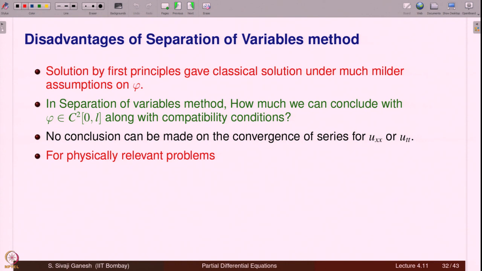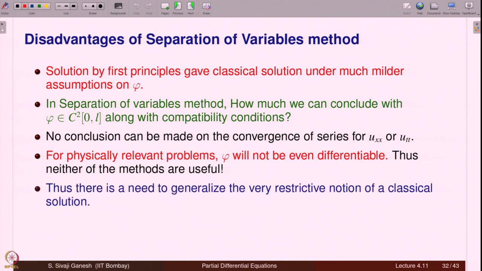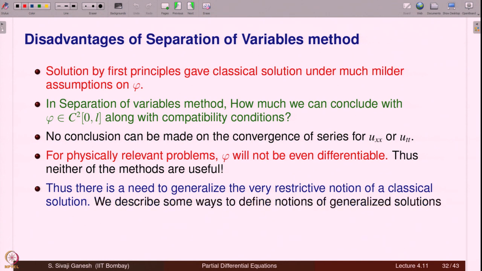So, for physically relevant problems, phi will not be even differentiable. Phi will typically be a piecewise linear function which is continuous. So, therefore, none of these two results are really applicable. So, we do not have to really worry that the separation of variables method required much more smoothness. Finally, if you see, both of them are useless as far as classical solution is concerned. Thus, there is a need to generalize the very restrictive notion of the classical solution.